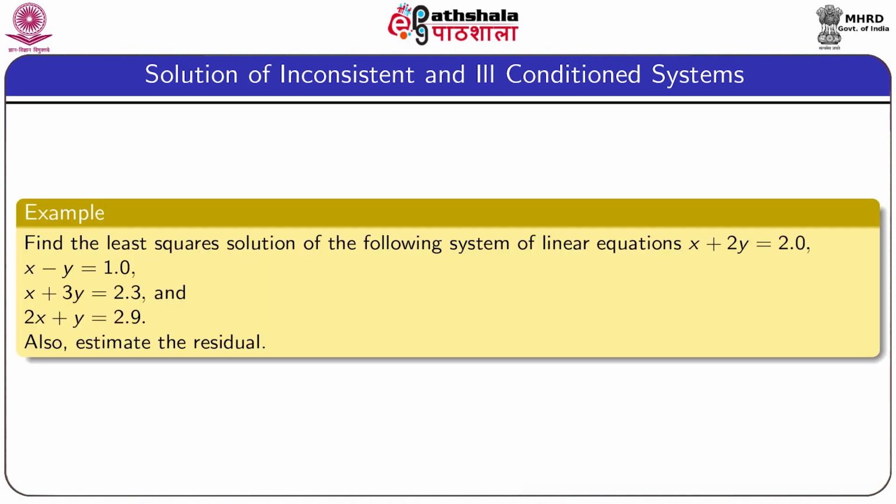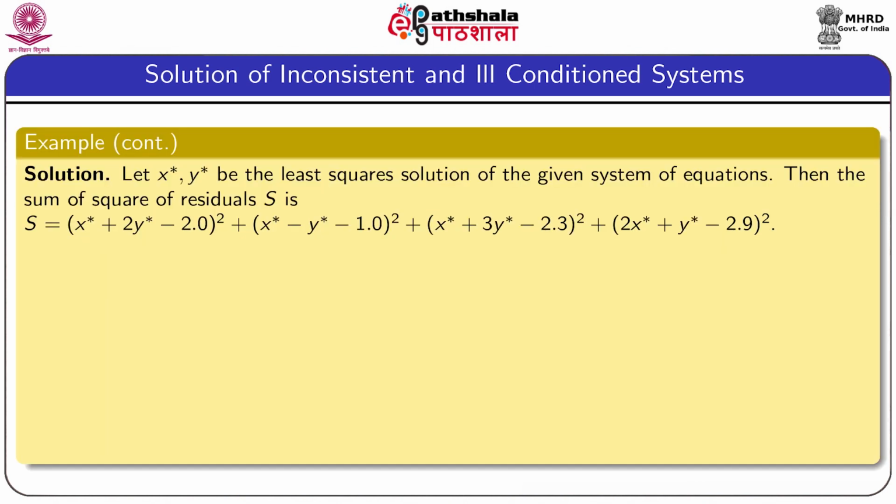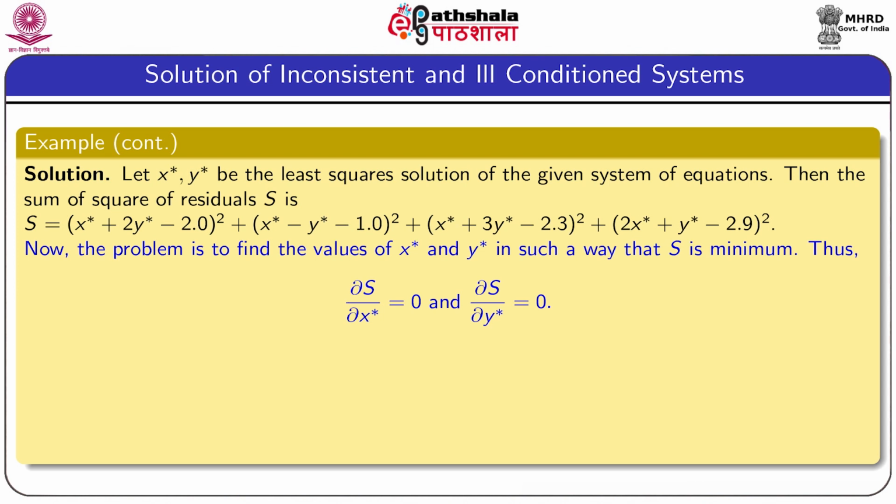Now we consider another system of equations, which contains 4 equations and 2 variables, and we have to determine the sum of squares of residuals. Let x star and y star be the least square solution of the given system of equations. Then the sum of squares of residuals s is given by this formula: (x star plus 2y star minus 2) whole square plus (x star minus y star minus 1) whole square plus (x star plus 3y star minus 2.3) whole square plus (2x star plus y star minus 2.9) whole square. Now the problem is to find the values of x star and y star such that s is minimum.